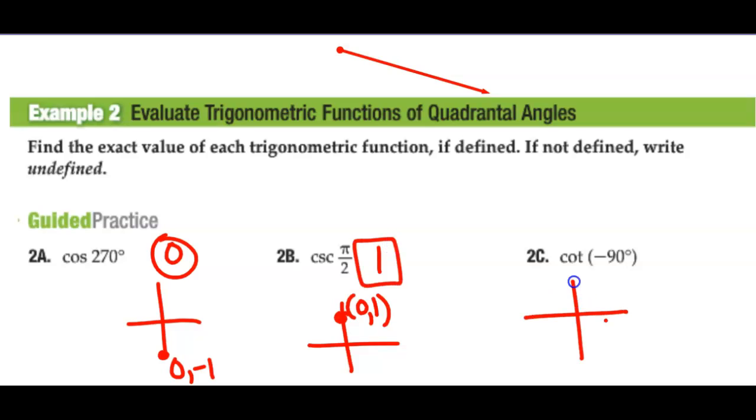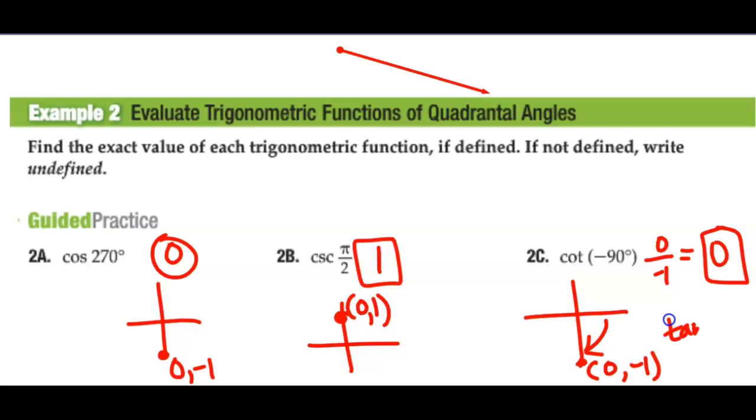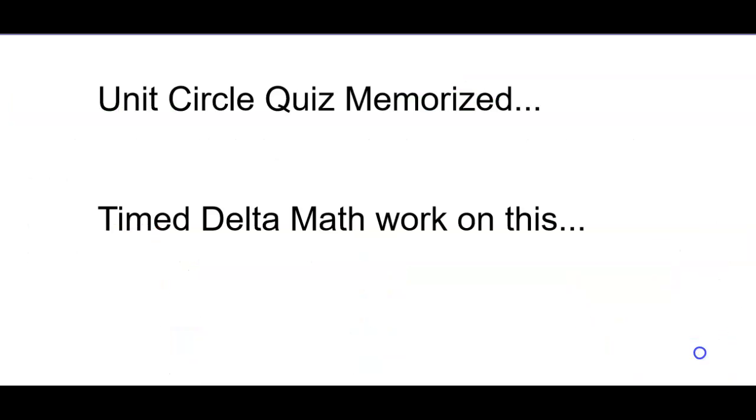Cotangent of negative 90. Well, negative 90 would mean you went to here. The ordered pair is still negative 1. Cotangent is x over y, so it's 0 over negative 1, which is 0. Okay, if it had asked for tangent, it would have been undefined, because you would have had negative 1 over 0, which would be undefined. All right, just a little more practice.